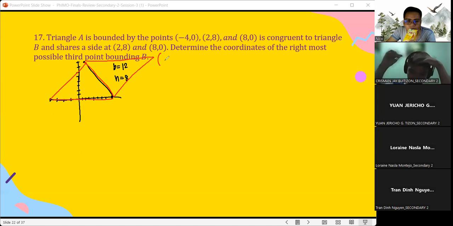Automatically we know that that is 8 on y, right? But how about the x? Take note that the difference should be the base of 12. Since this is already 2 here, then 12 plus 2 is 14. So that is 14, 8. The answer here is 14, 8.